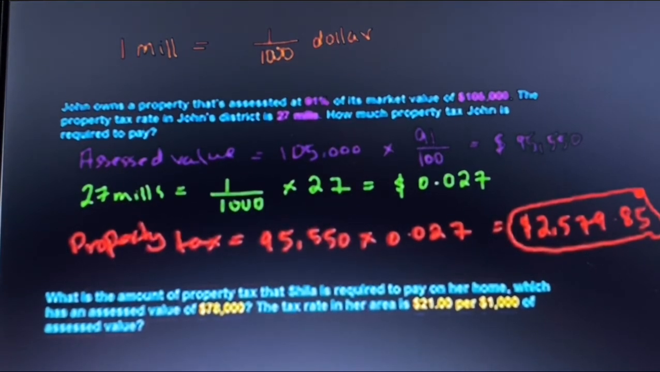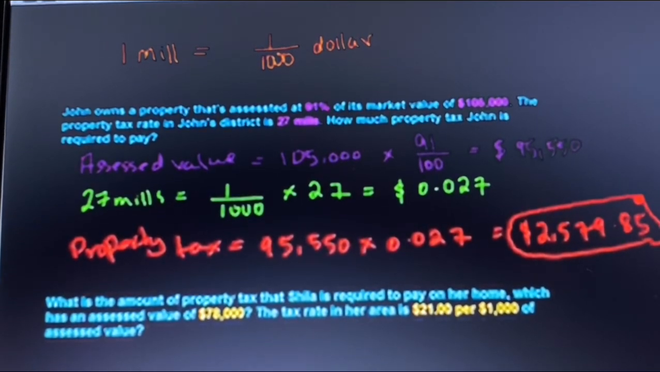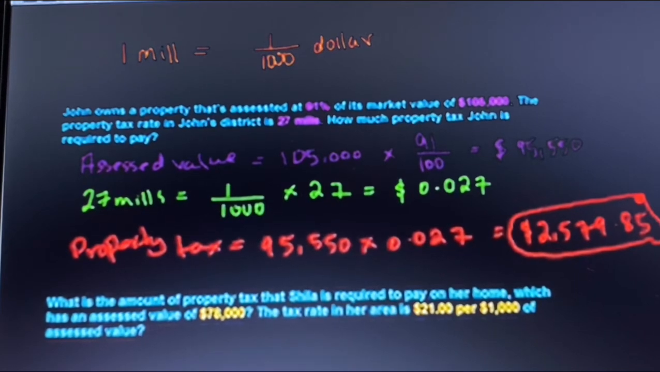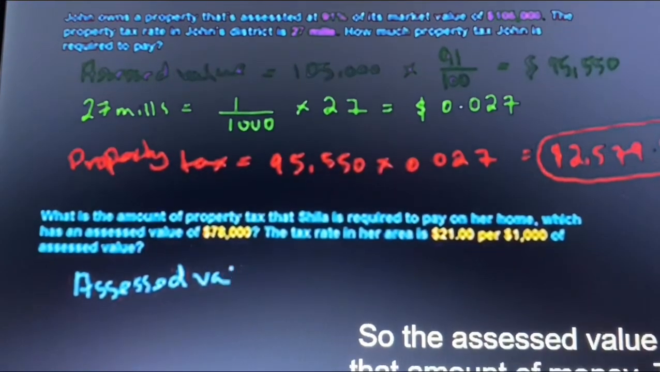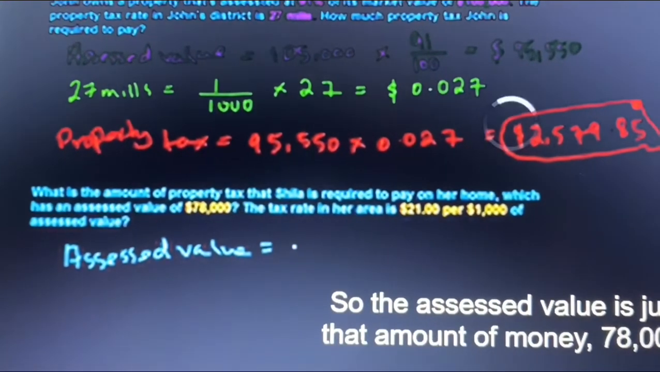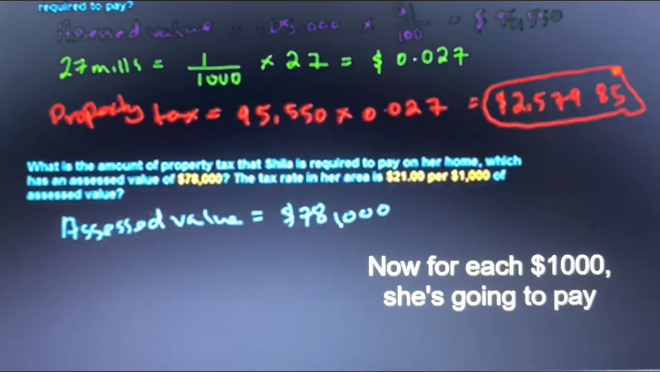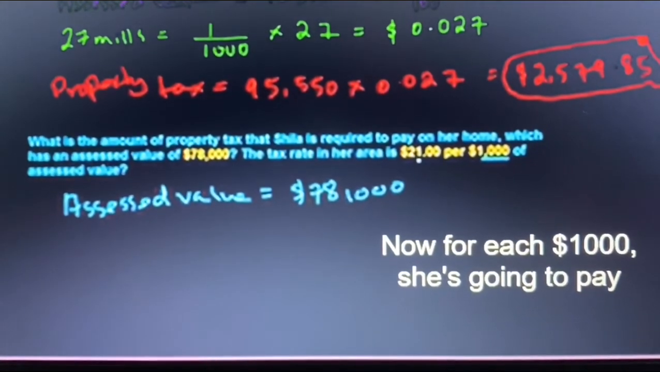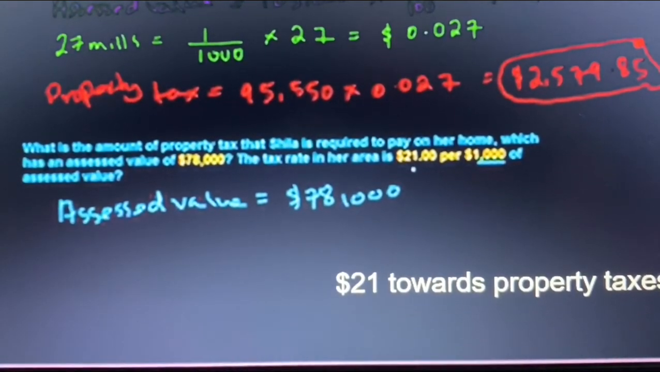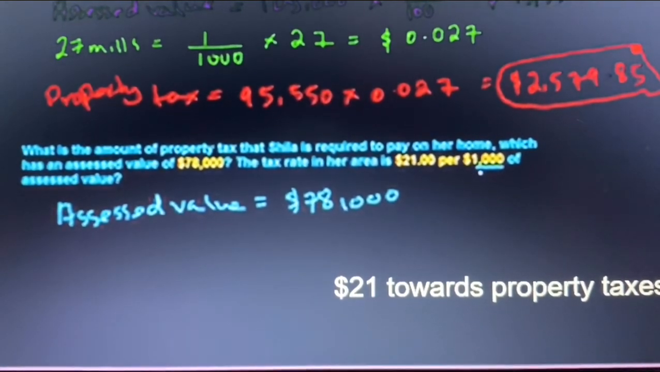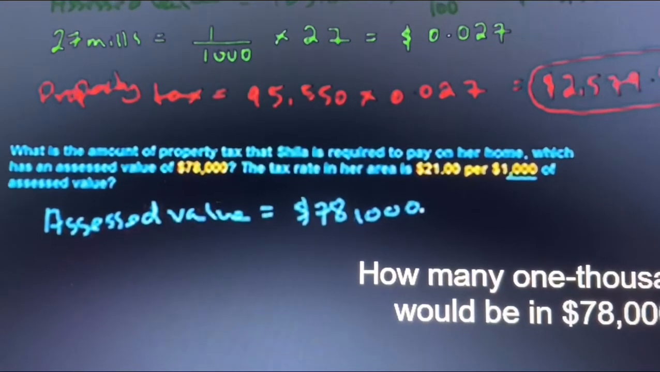In the second question, the assessed value is given directly to us. So we don't have to do any extra steps to figure out the assessed value. The assessed value is just that amount of money, $78,000. That's good. Now, for each $1,000, she's going to pay $21 towards property taxes. How many 1,000s would be in 78,000? Well, I know it's 78.